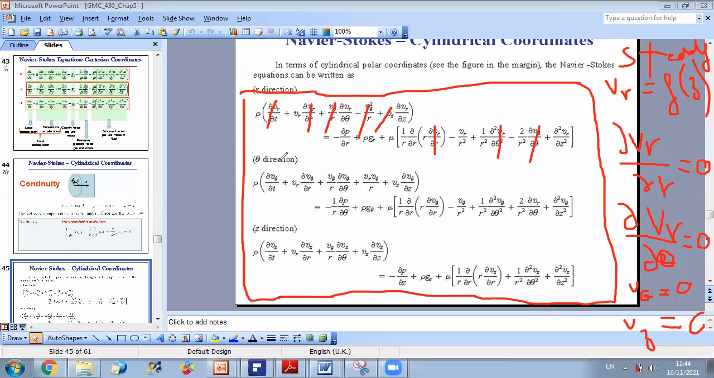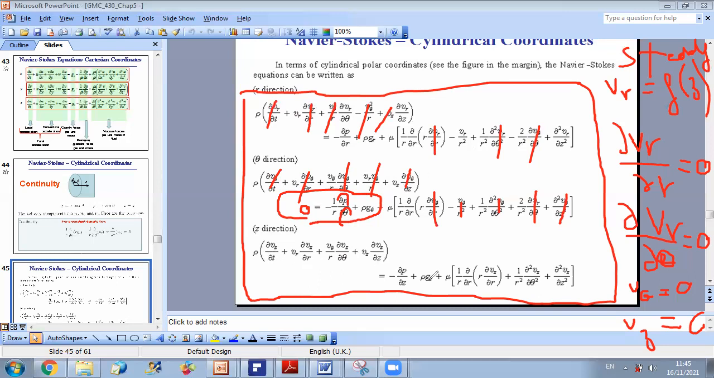For the second relation, in this specific case, all terms of V_θ will cancel out because V_θ is 0. So from this side, you'll have a lot of simplifications. And V_r is only a function of z, so ∂V_r/∂θ is 0. So in this case, this term is equal to 0. This will help you get the pressure variation with respect to θ. By solving these relations, you can get expressions for pressure and for the velocity field.